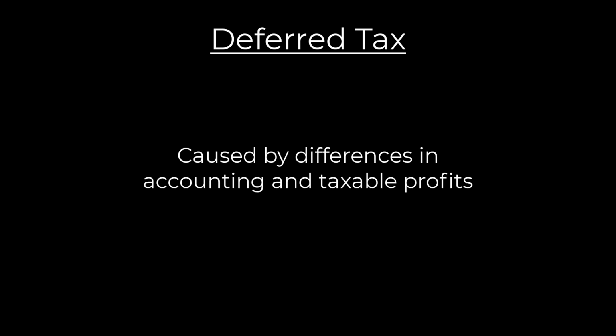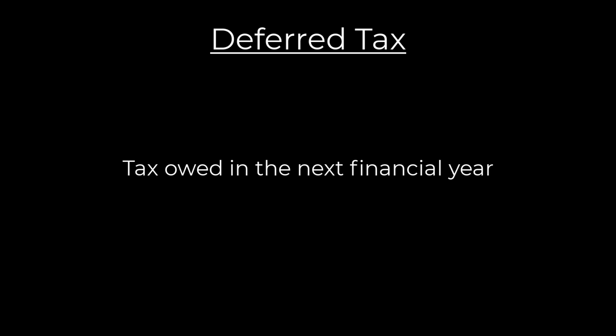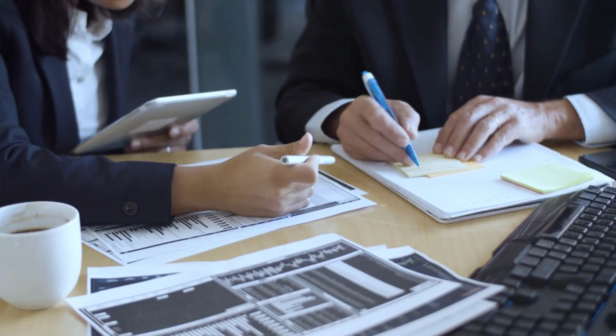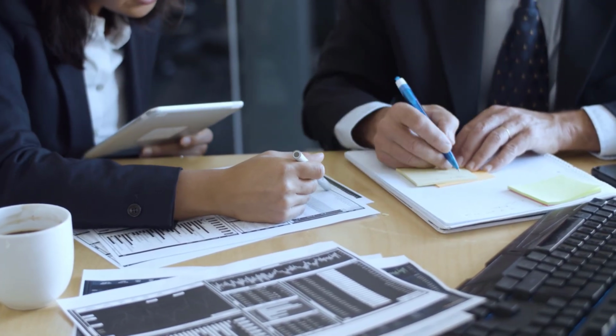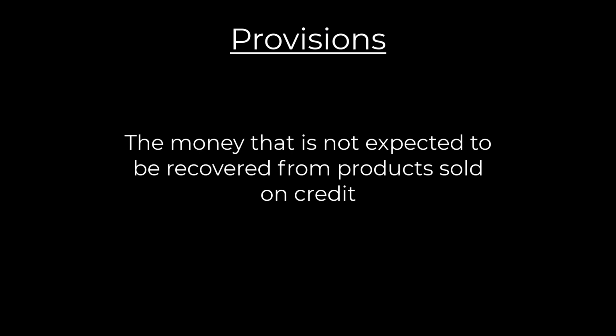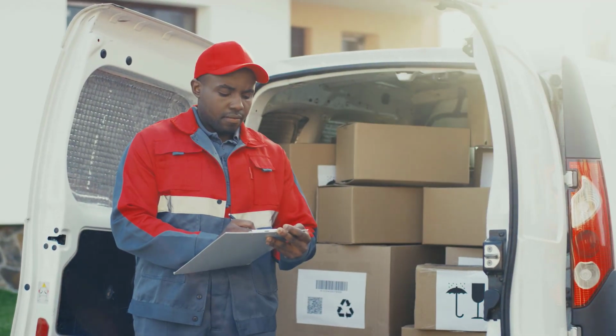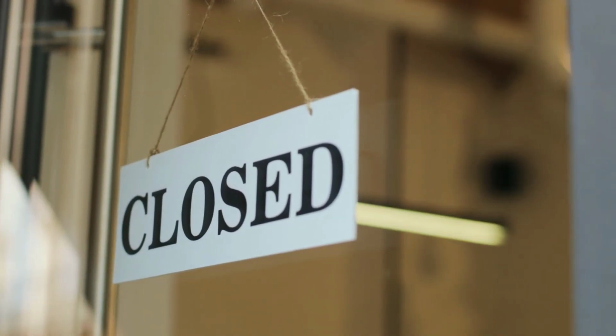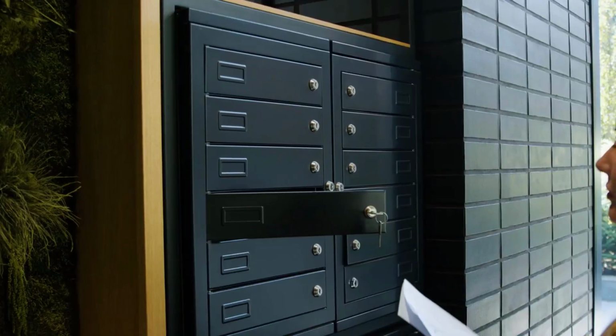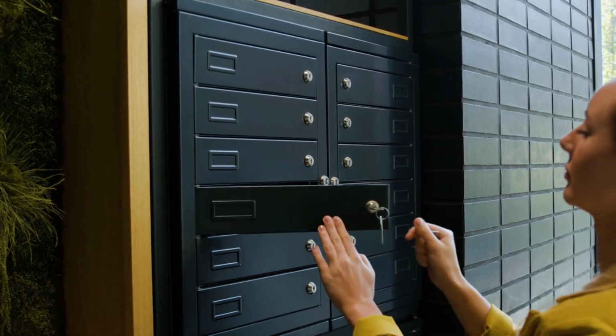Deferred tax is caused by differences in accounting and taxable profits. Essentially, it is tax owed in the next financial year. This most commonly occurs due to differences in depreciation rules. Provisions is the money that is not expected to be recovered when products are sold on credit. For example, Nike provides a shipment of shoes to a retailer, but the retailer goes bust before they can repay Nike. Nike is aware this sort of thing can happen, so they set money aside called provisions. Add up all the non-current liabilities and you get total non-current liabilities. Add up the current and non-current liabilities and you get total liabilities.